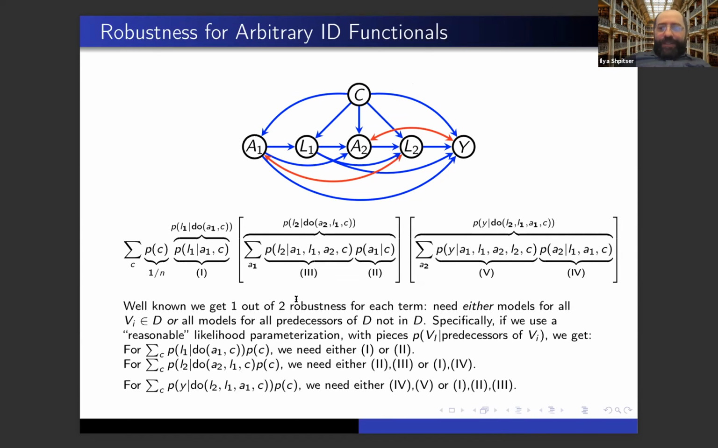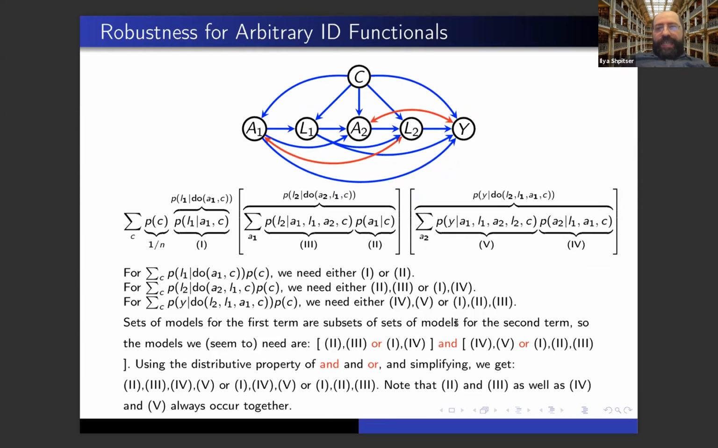So it's very well known you get double robustness, and the models are either everything in the district or everything outside of the district. So one of those two has to be right. And so if you apply this to each term here, you get a disjunctive thing where you need 1 out of 2 model sets correct. Okay, fine. So then we have to combine it. And if we combine it, we need to get each district right, or so it seems to me. And so you have an and of an or.